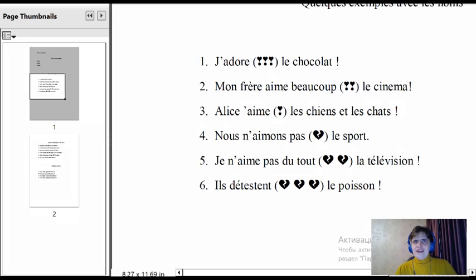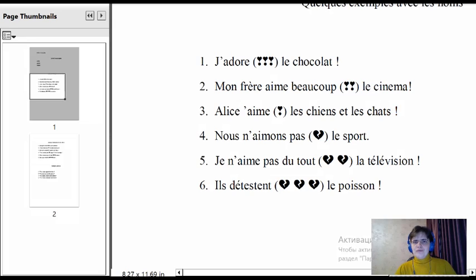And my strongest negative feeling towards something will be used with the verb détester. Ils détestent le poisson. They hate fish. And I've put 3 broken hearts to prove that this is serious, that they really, really cannot stand fish or any fish. What's important here before we move on is to remember that when we want to say that we don't like something, we have to put a definite article next to the noun that we're using. So it will be le, la, les. And here we've seen plenty of examples of that.